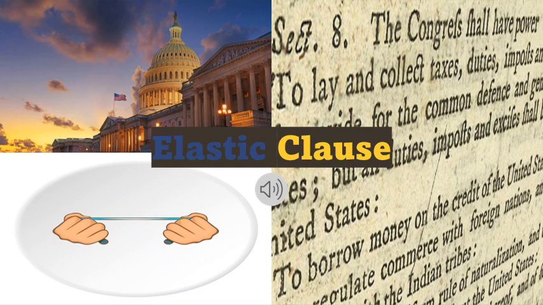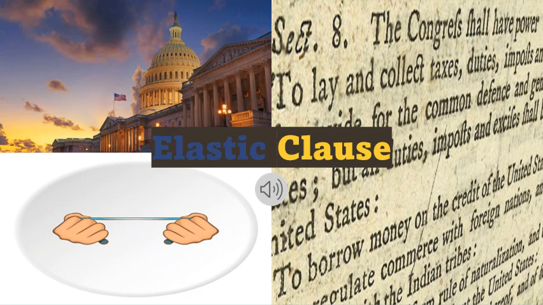Okay, so the elastic clause, which is in Article 1, Section 8 of the Constitution, is the part that says Congress can make laws that are necessary and proper in order to carry out its powers. Basically, it gives the federal government some flexibility, even if something isn't spelled out word for word in the Constitution. They can still act on it if it's tied to one of the listed powers.